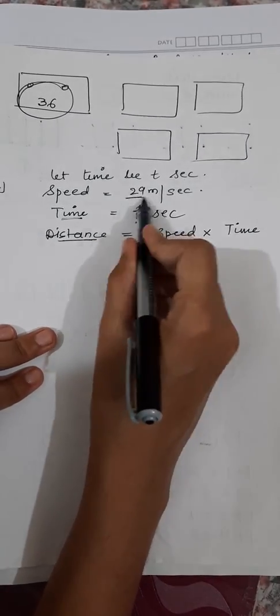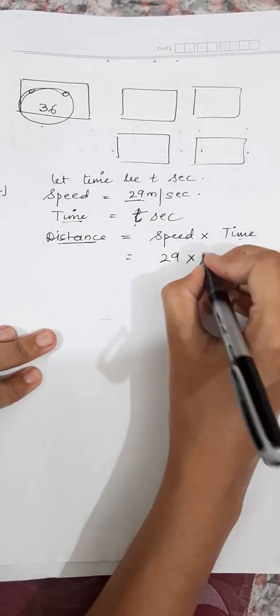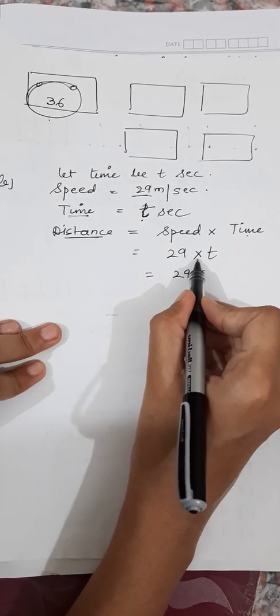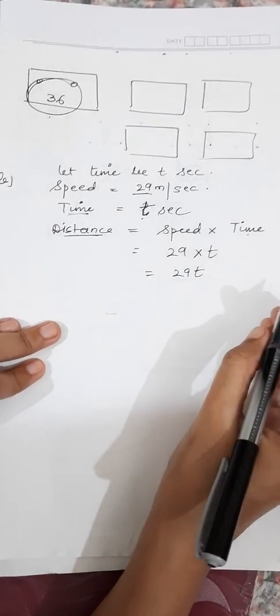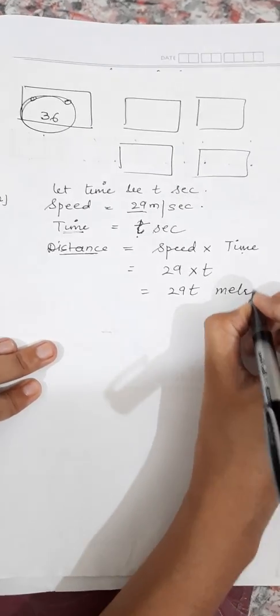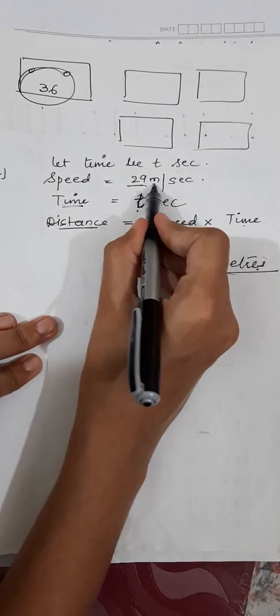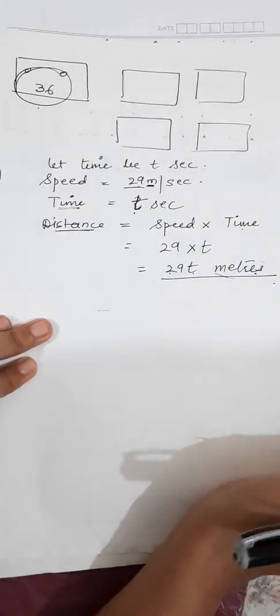Now it is going to be t seconds. Now what is the speed? 29. What is the time? t. What is the answer? 29t. Because the multiply sign is there, I can remove the multiply sign here. Okay, and the answer is 29t meters. Why meters? Because this is meters in speed. So here also meters.